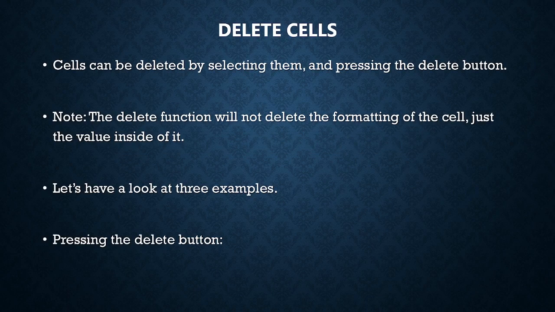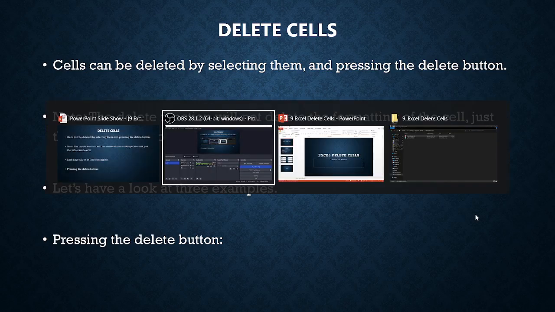Delete cells. Cells can be deleted by selecting them and pressing the delete button. Note: the delete function will not delete the formatting of the cell, just the value inside of it. Let's have a look at three examples of pressing the delete button. So first let's go through the practical.